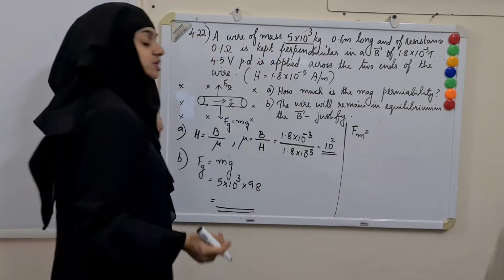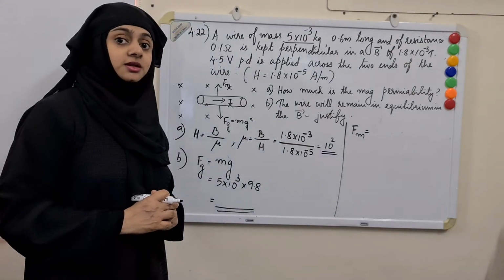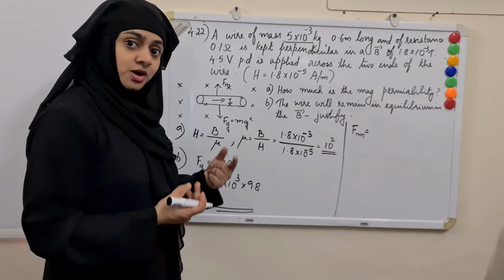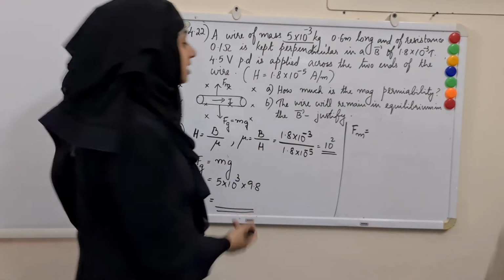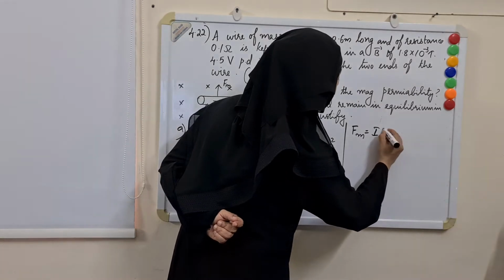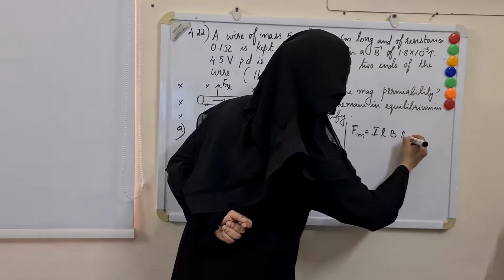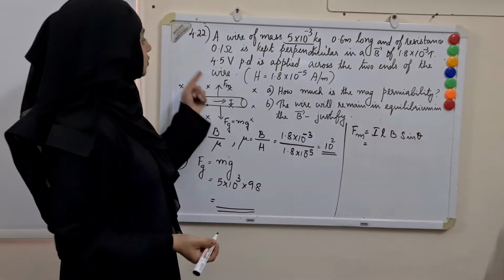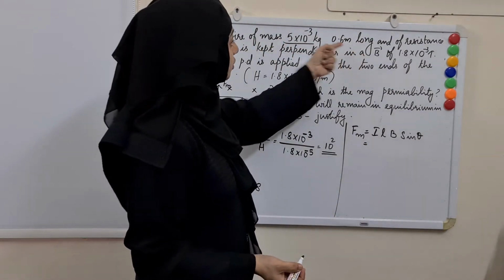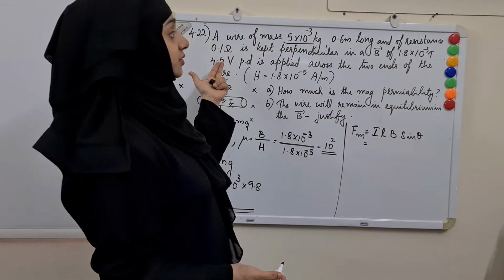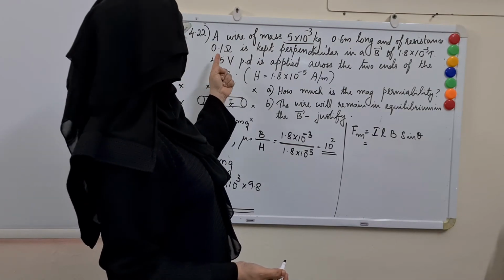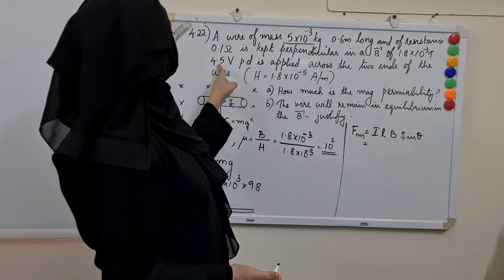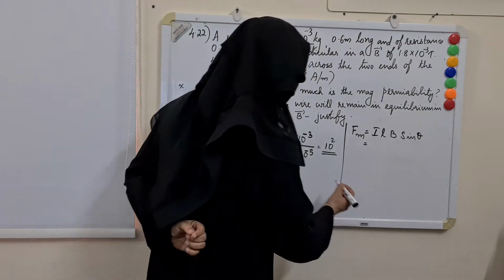What is the force acting on a current carrying conductor placed in a magnetic field? F is equal to ILB sin theta. What is I? Current through that. Is it given? No, current is not given. But they have given resistance and potential. So we can find I, right?